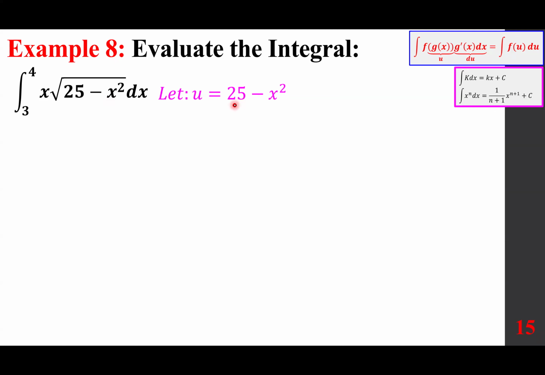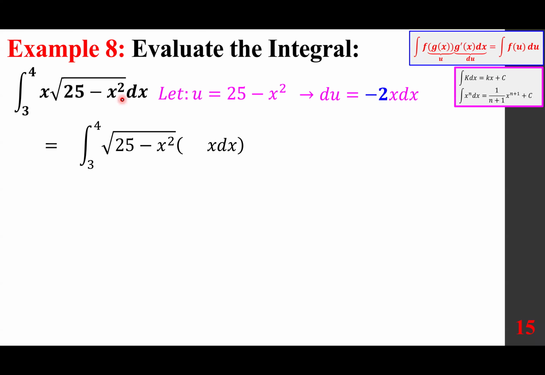The derivative is negative 2x. That means du/dx, therefore du is negative 2x dx. So let's rewrite this by moving the x next to dx. We see that everything is in order.